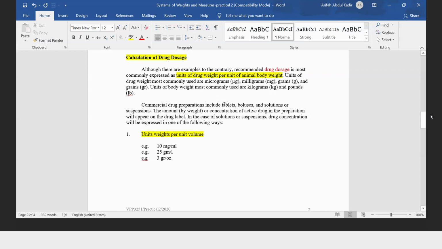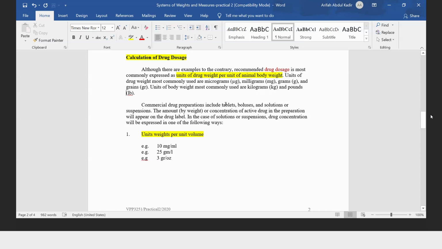So it can be in tablet. Tablet form is very easy, right? It's like 10 milligram per kilogram, right? So if the animal weighs 3 kilogram, how many milligrams are required? Class? Anyone?